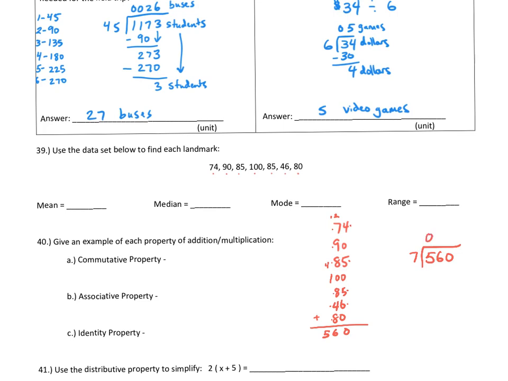7 does not go into 5, but it goes into 56 8 times. And when I regroup, 7 does not go into 0, so I have a mean or an average score of 80.